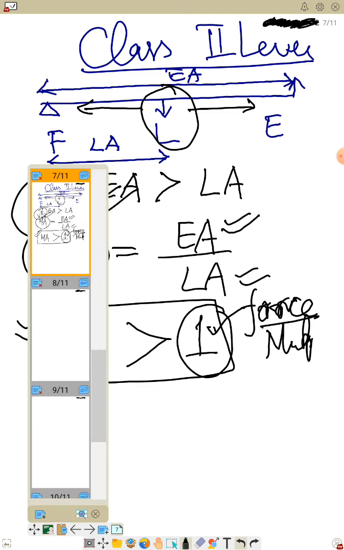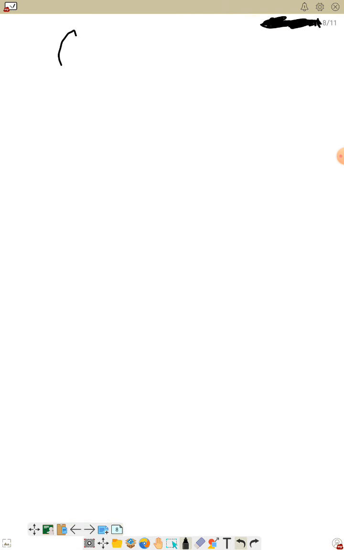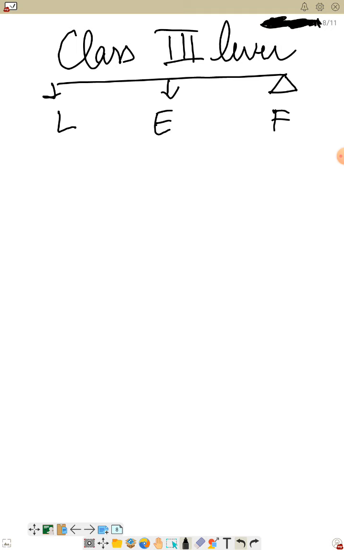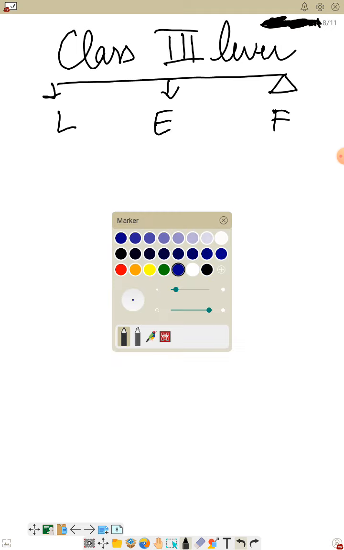All right, then let's move to the third class, that is class 3 levers. And you know, in class 3 levers, what is left? Fulcrum is used in class 1 lever. Load is used in class 2 lever. Now what is left? Effort. So effort lies in between load and fulcrum. So here, this is my fulcrum, this is my effort, this is my load. And you know how to define or explain class 3 lever now.